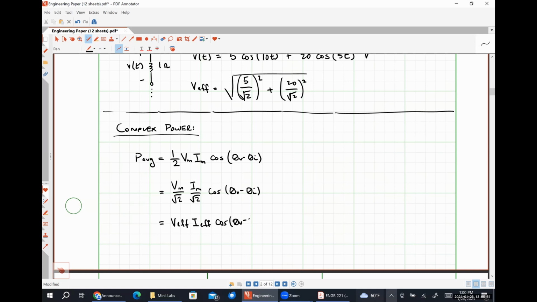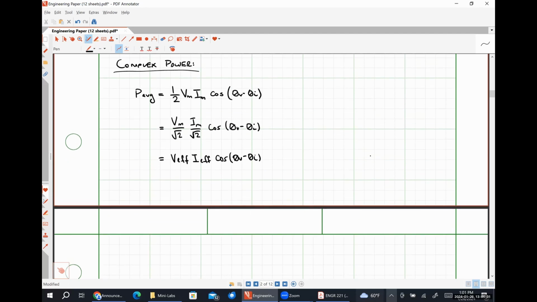times the cosine of theta V minus theta I. So our average power here has been expressed in terms of our effective values. And really, all that did was get rid of that pesky 1/2 out front that was preventing us from just using our DC relationships. Now we've still got that cosine theta V minus theta I thing out there. So in order to sort that part out, we are going to introduce another domain to analyze circuits in.